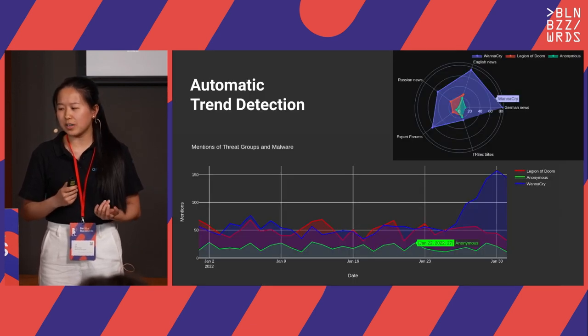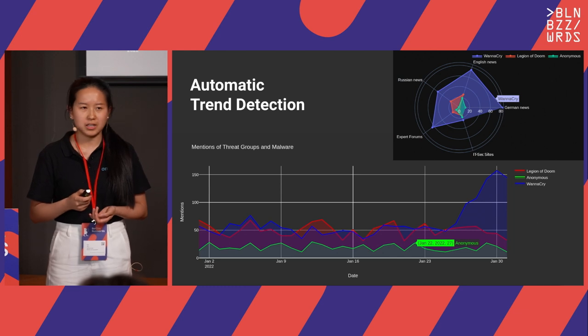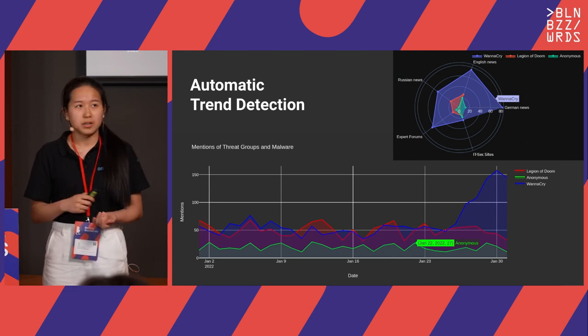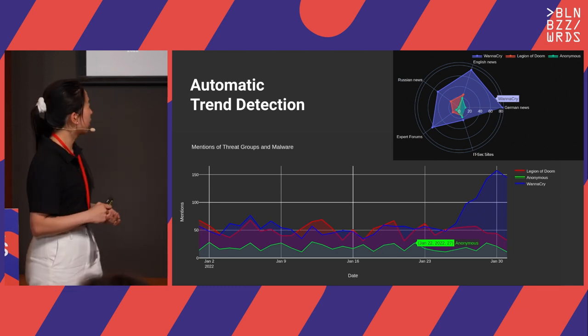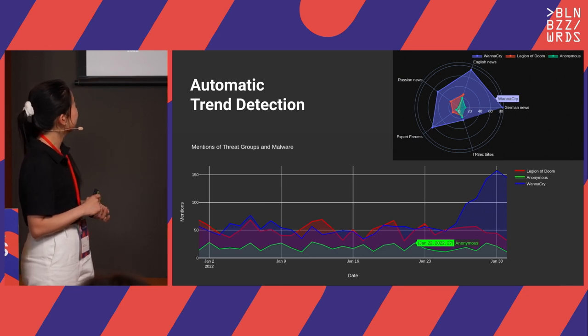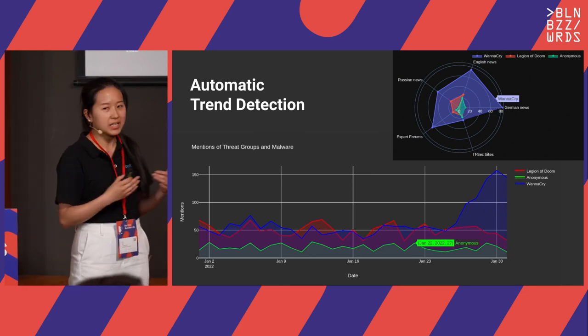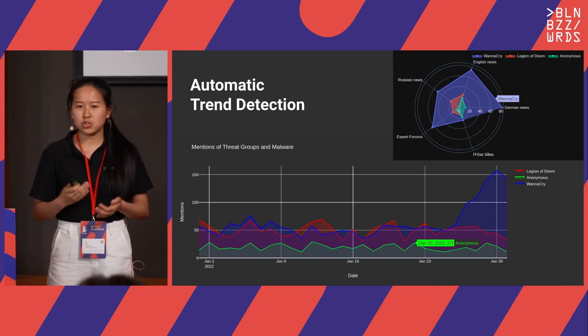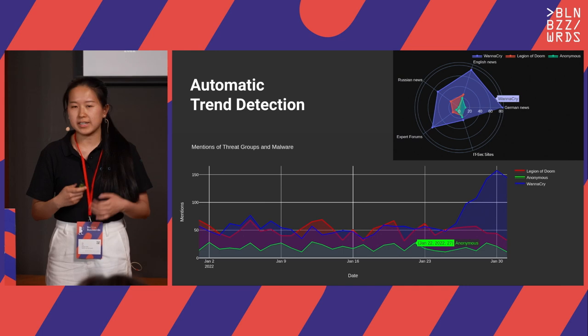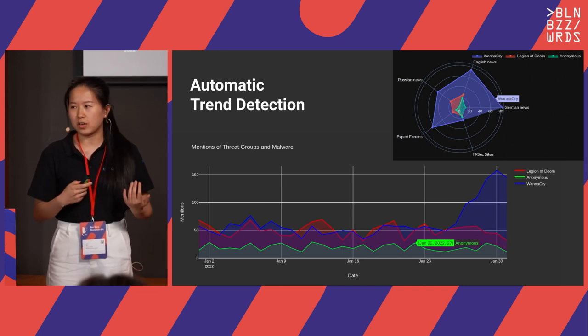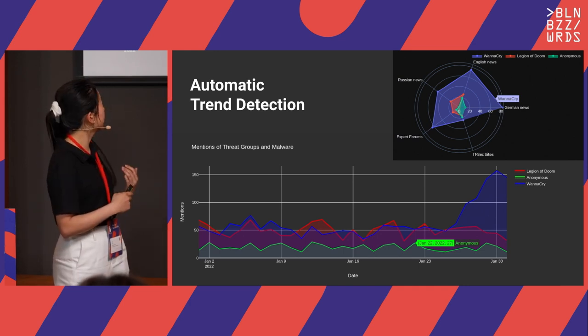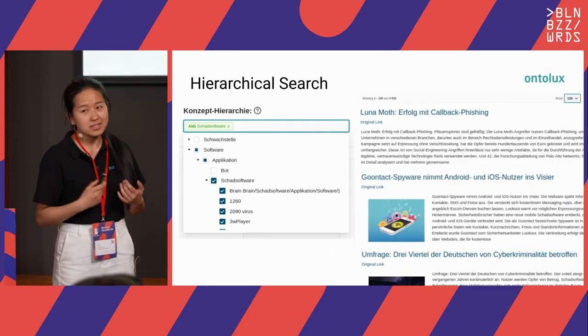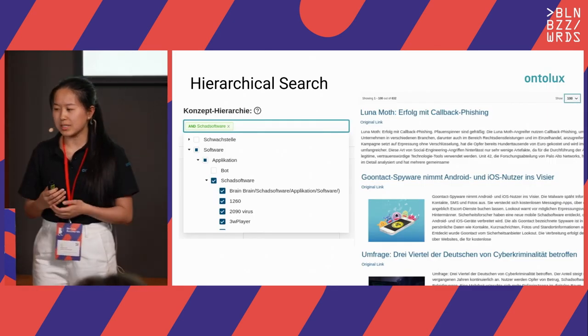With the help of named entity recognition and linking, we can do a lot of analysis, such as automatic trend detection. We can see throughout the year what kind of hacker group was more active in which region of the world and gain some more insight of a certain field. And the second thing that we could do is hierarchical search.